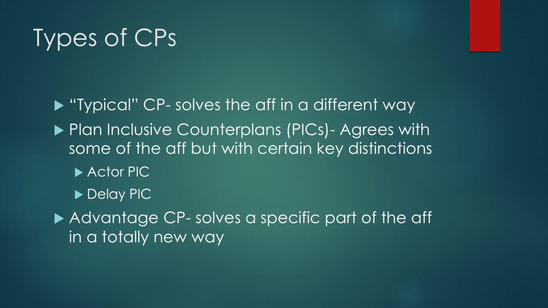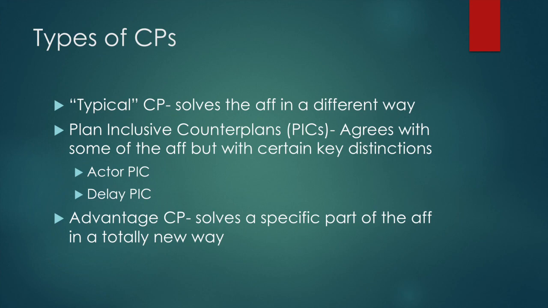The delay PIC is a PIC that says that the action of the AF is correct, and the actor is correct as well. That's the 80% agree, but the 20% disagree is when we should do it. It's saying that we shouldn't do it right now for whatever reason, most often related to politics or technology or something along those lines, but instead we should pass it at a certain time period in the future. So the part where we're disagreeing with the AF is about when it is implemented, but we're agreeing with everything else.